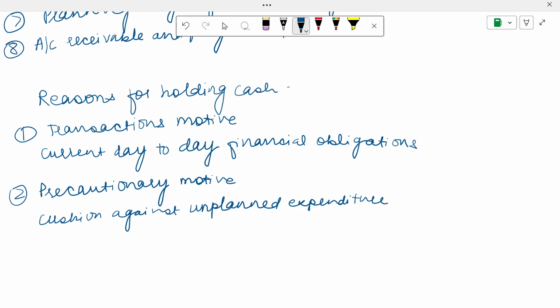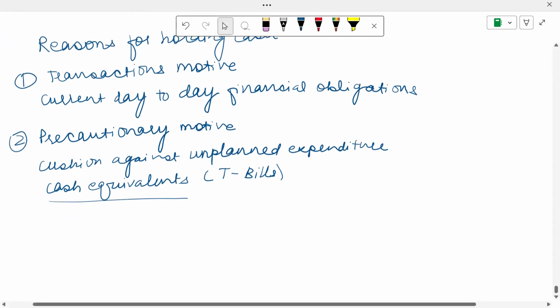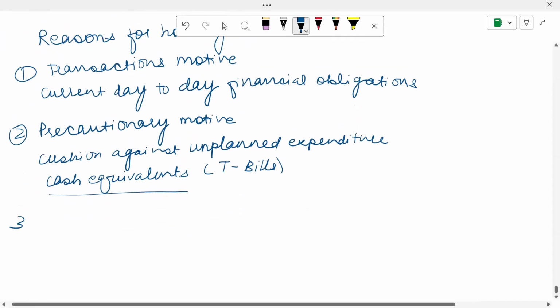And this may also be held in the form of cash equivalents. Now, what are cash equivalents? They are not directly cash, but they are almost equivalent to cash. An example is treasury bills. These are very liquid and can be sold off whenever you want cash. That's why these are called cash equivalents, because they are highly liquid. They can be converted to cash whenever you want. So this is the precautionary motive.